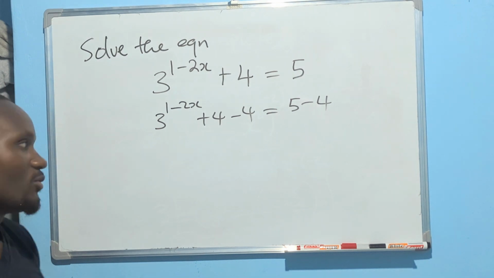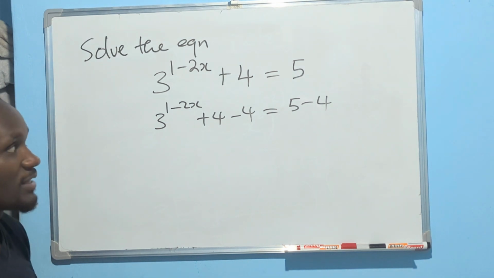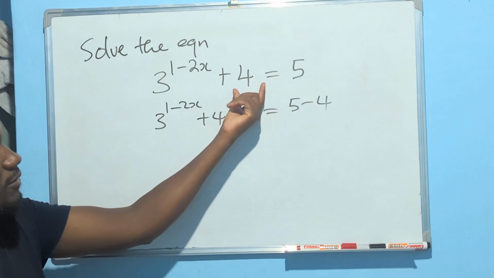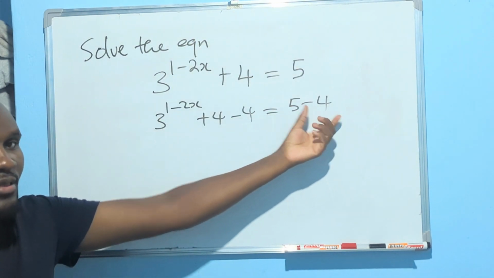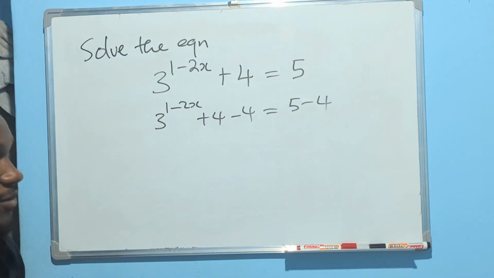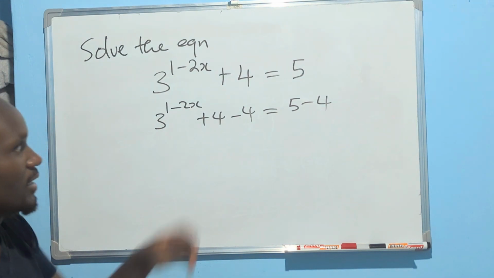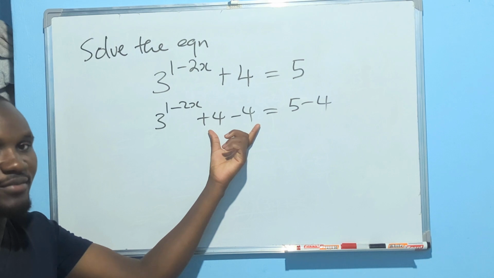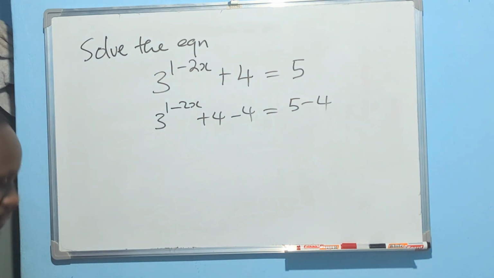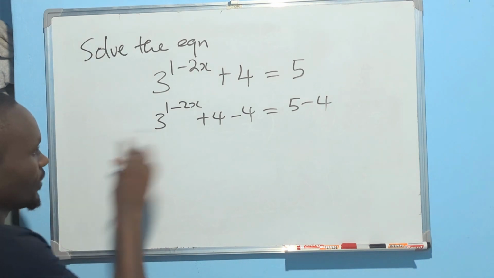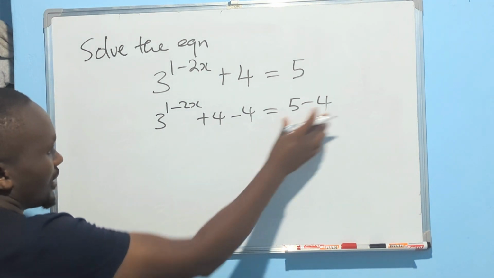Some of you say it, even I most of the time use it: we say the positive 4 has crossed the equal sign to become a minus. But the mathematical language we need to use is the introduction of the additive inverse, not necessarily the crossing of the equal sign. Okay, so with that said, we can simplify this part and that part.